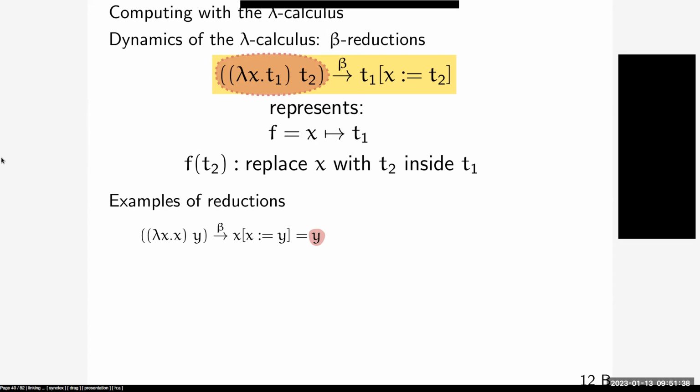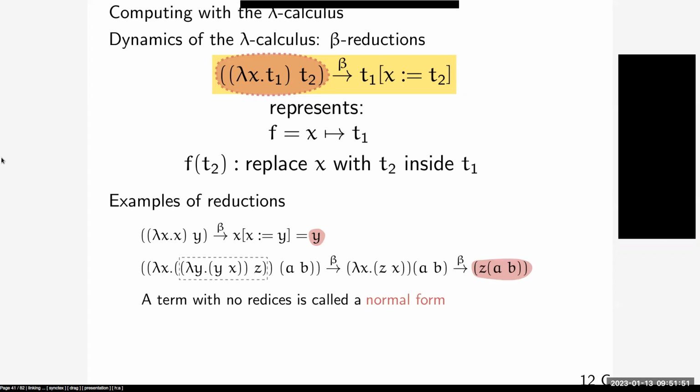And so an example of a reduction, we have here a redex of the form lambda x dot x applied to y. And so clearly we see here we have an identity function applied to some argument y. And so beta reducing gives us y back. And more generally, we can have a bunch of redexes in our term. And so we can choose some order in which to eliminate them. And so we get a chain of beta reductions, which terminates hopefully with some term which contains no redexes, like we have here. And so a term with no redexes is called the normal form.